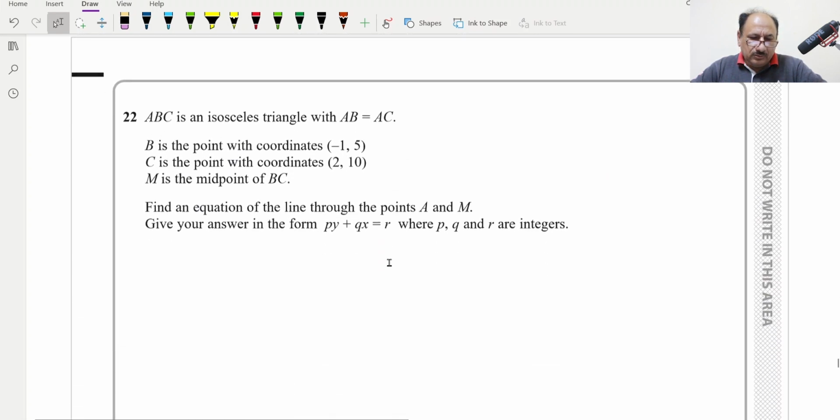Now the next question, question number 22. ABC is an isosceles triangle with AB equal to AC.